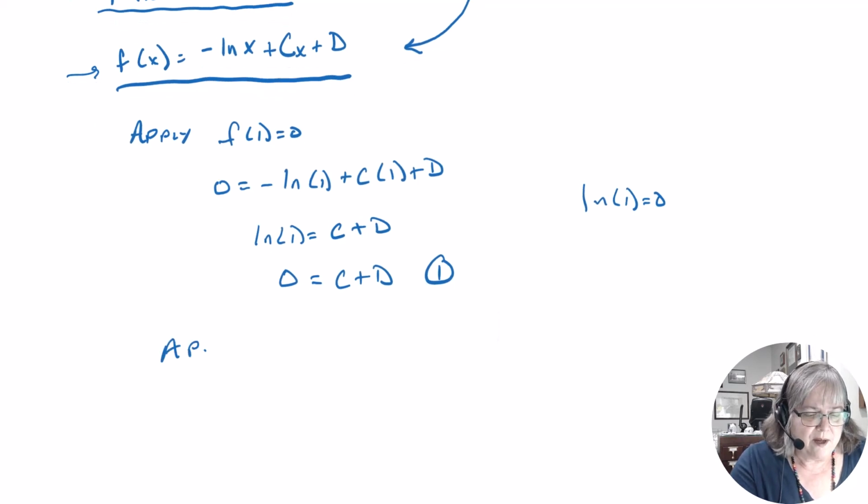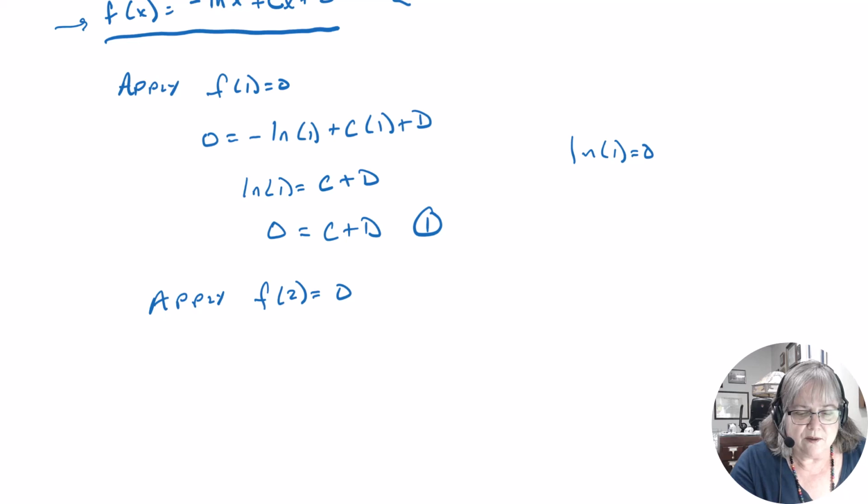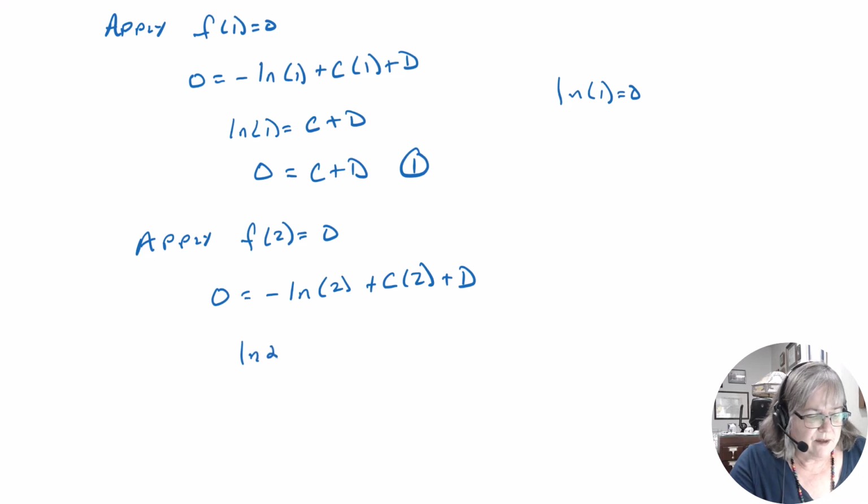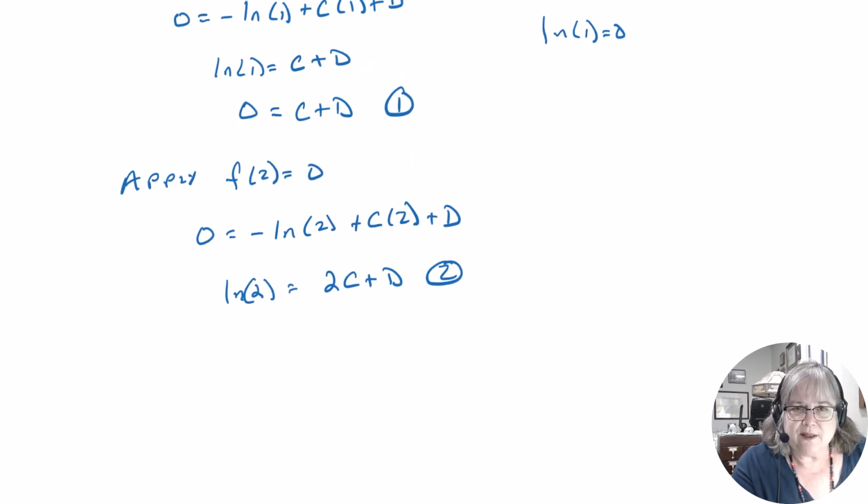And then we're going to apply the fact that they told us that for the original function, when x is 2, y is 0, so 0 equals the negative natural log of 2 plus c times 2 plus d. So we would have the natural log of 2 equals 2c plus d. Now, there aren't any nice, clean integer values for the natural log of 2, so we're going to leave it this way. Now look at this, and you see how I have two equations and two unknowns. I have a c and I have a d.